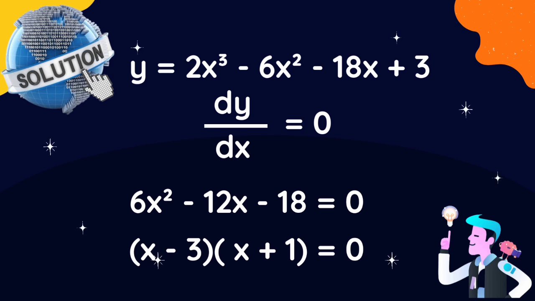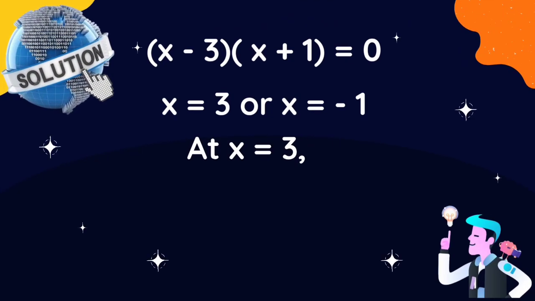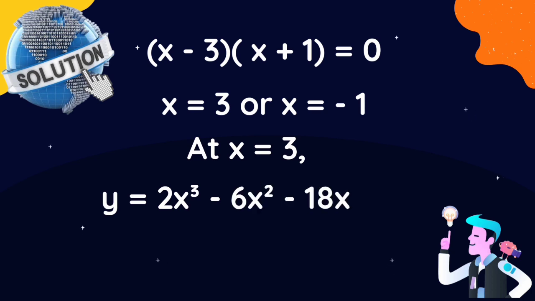If you factorize this quadratic equation, you have (x minus 3)(x plus 1) equal to 0. And if you solve completely, you are going to have x is equal to 3 or x is equal to minus 1. These are the critical points of the function, and so you need to determine the value of y at those points to be able to know the turning points of the function. And so what we do is substitute the values of x back into the original function.